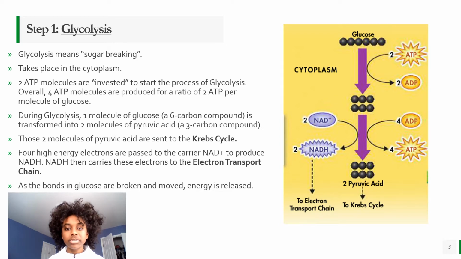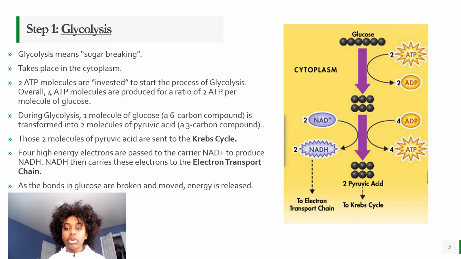The first step of cellular respiration is glycolysis. The term glycolysis means sugar breaking, and it takes place in the cytoplasm. 2 ATP molecules are invested to start the process of glycolysis. Overall, 4 ATP molecules are produced, for a net of 2 ATP per molecule of glucose.